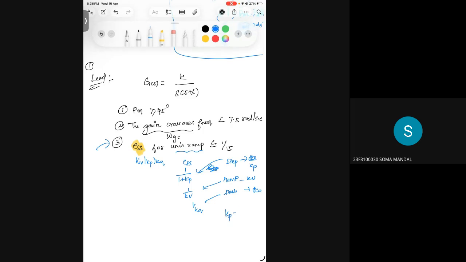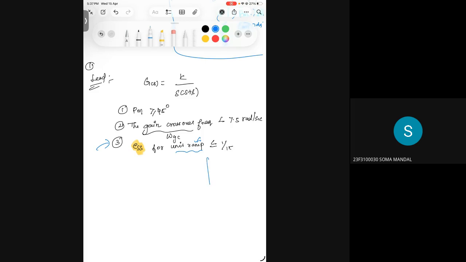And for Kp, we know limit s tends to 0, G of s. For Kv, limit s tends to 0, s into G of s. This is Ka, limit s tends to 0, s square into G of s. Just refreshing all the things. So if it is asked ESS, then you have to look for the input, then find that particular error constant, then convert it into ESS using this formula. Otherwise, if it has been asked straight away as Kv, you can start with this formula to find the K. Don't memorize the steps, then you will be confused. See actually what it's been asked.